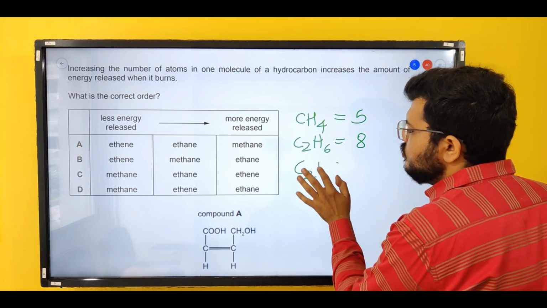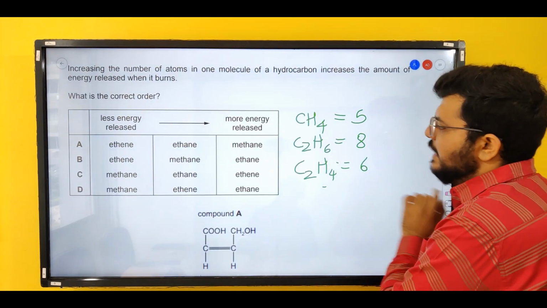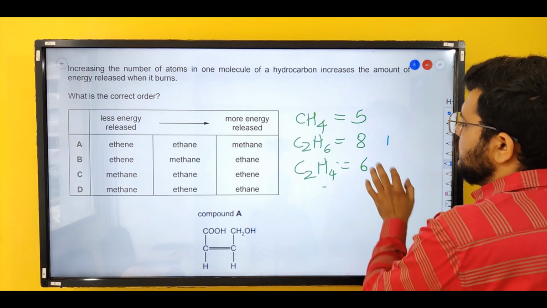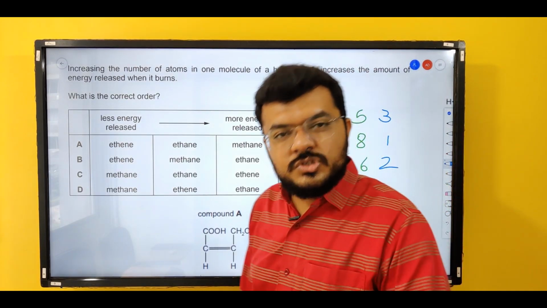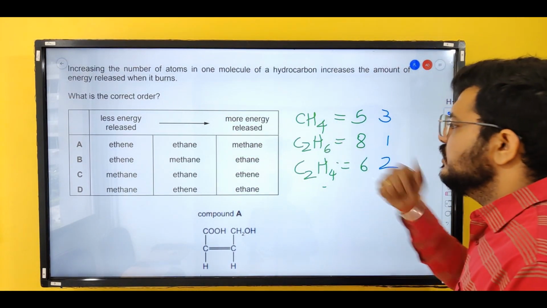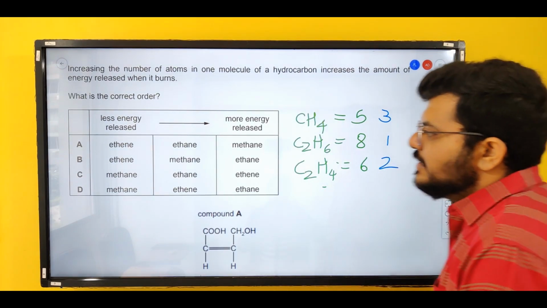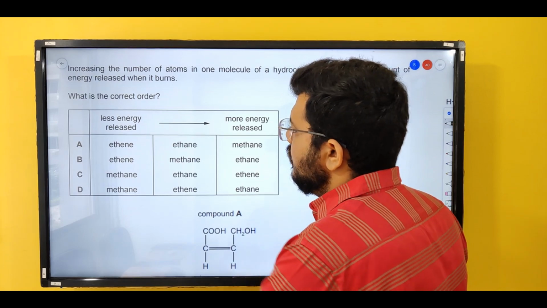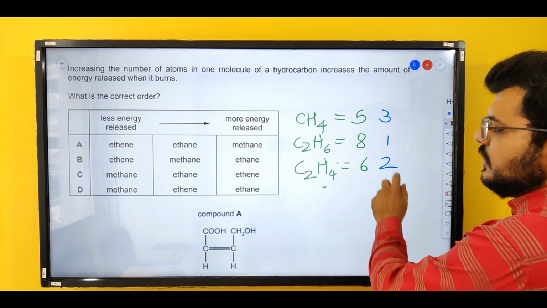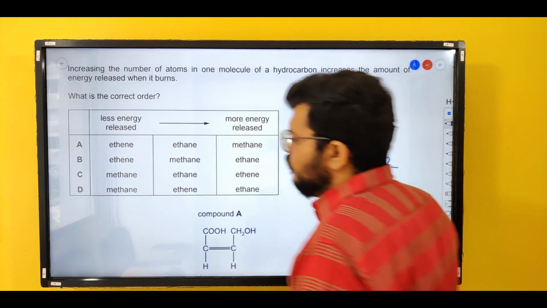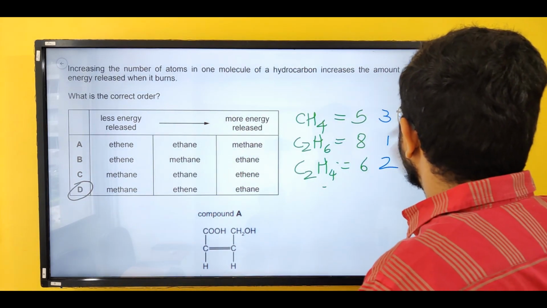Ethene is C2H4, which is 6 atoms. So let us rank them. This has the most atoms, this has the second most atoms, and this has the least atoms. So most energy will be released when ethane burns and least energy will be released when methane burns. Let's see which option agrees with us. Least energy released, methane, because it is rank 3. Most energy released, ethane, right, because it is rank 1. That is option D. This will be our correct answer.